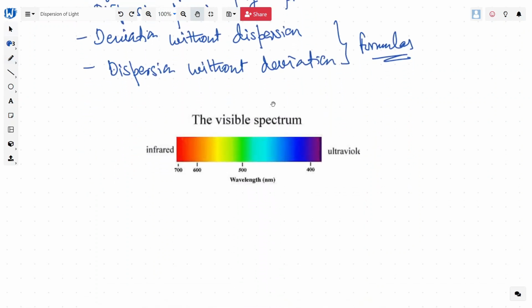We know that every ray of light with different color has different wavelength, and the red one on this side has a higher wavelength, and violet and blue on this side has lower wavelength.